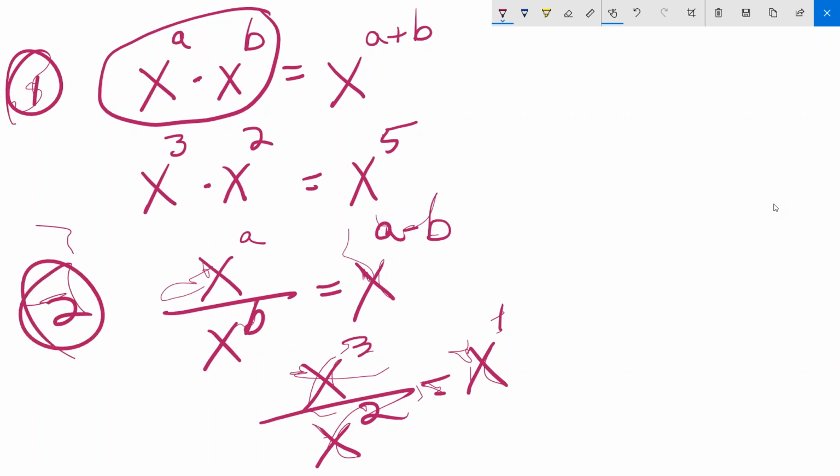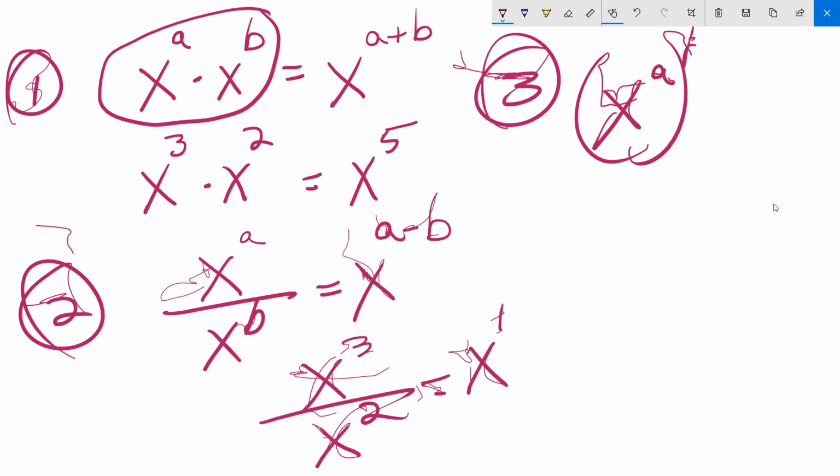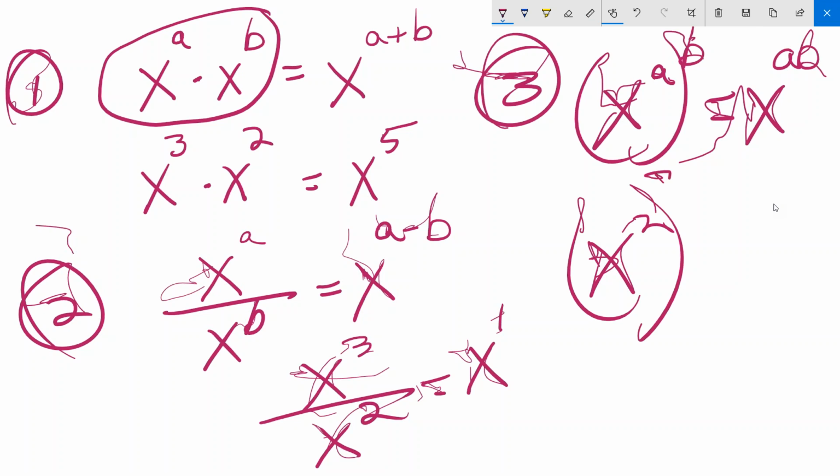So that's rule number 1 you have to remember. That's rule number 2. As long as we're talking about it, let's talk about rule number 3. If I have x to the a all to the b power, what's that going to be? Multiply. X to the ab. So if I had x squared all cubed, what's that equal to? X to the sixth. Remember those 3 rules. They're going to ask you a lot about those 3 rules.